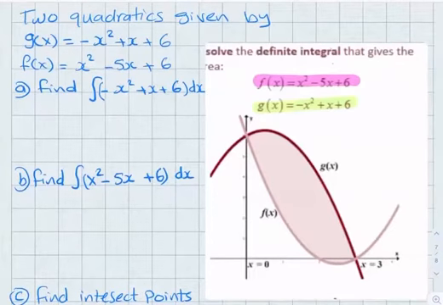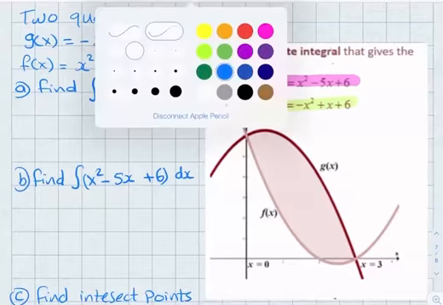Okay, so we have this question here, and the question is saying two quadratics given by g of x and f of x. As you can see here, find the integral of f of x, which is the pink one, and the green one, g of x, sorry, and find the integration for f of x. So I will just do this, and you can check your work as well.